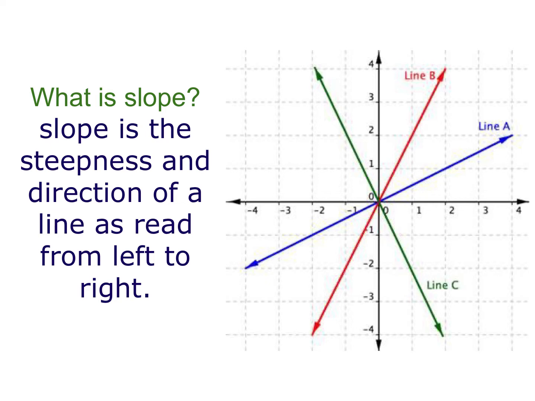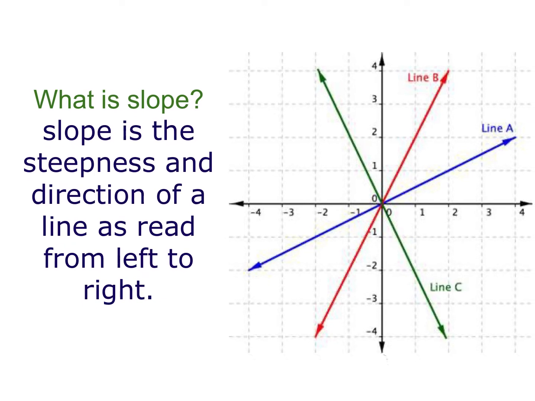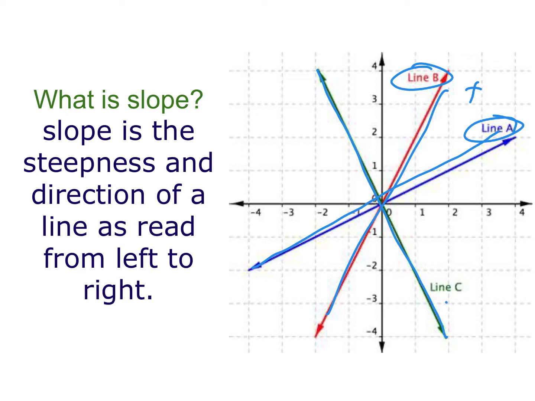You can see line A and line B have different slopes because they have a different steepness. Line A's steepness is less than line B's steepness. And they're both positive. If they go up from left to right, we call them positive slopes. If they go down from left to right, they're a negative slope.